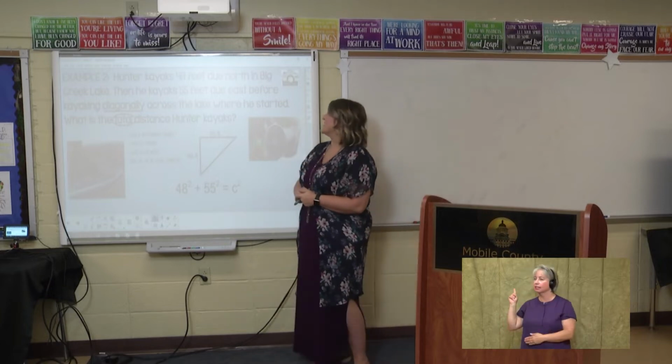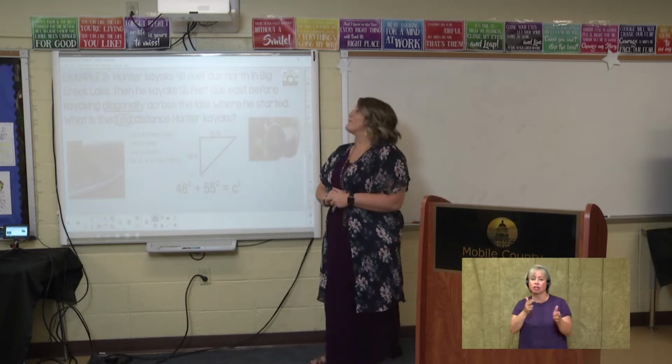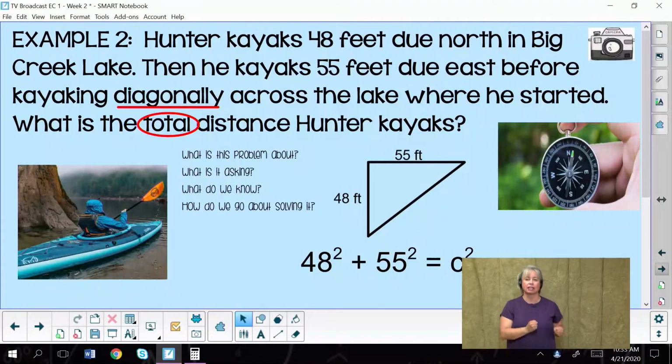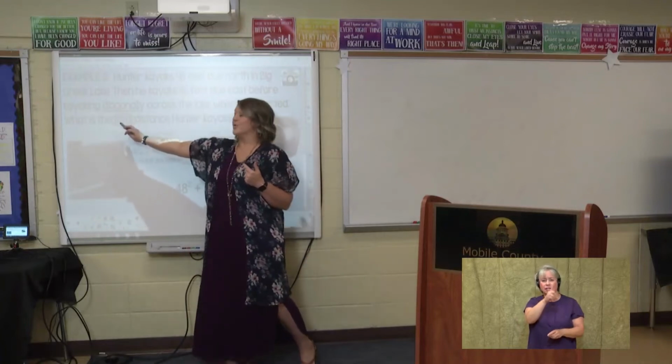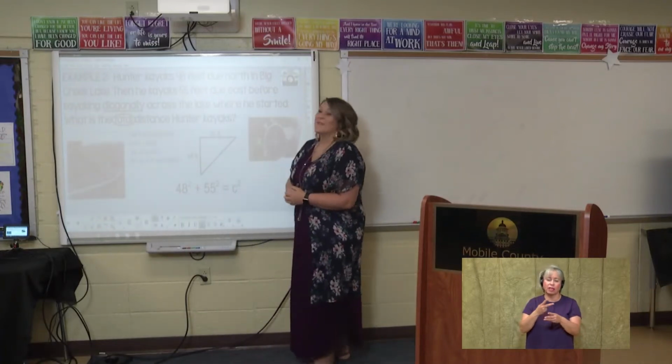Example number 2 says, Hunter kayaks 48 feet due north in Big Creek Lake. We started to draw our right triangle here. Then he kayaks 55 due east before kayaking diagonally across the lake where he started. What is the total distance Hunter kayaks? So there's a couple of things we have to find here. We have to find what he does diagonally before we can find his total. So we're going to be using the Pythagorean theorem.